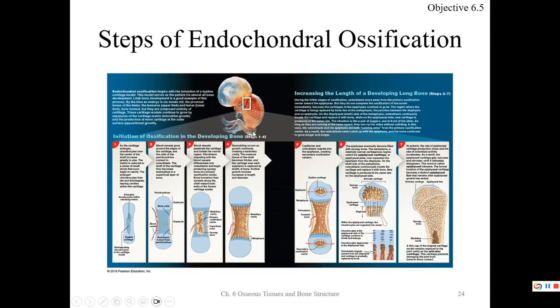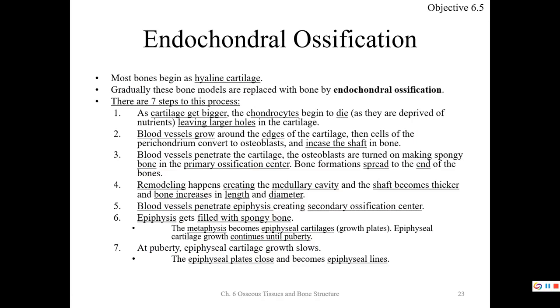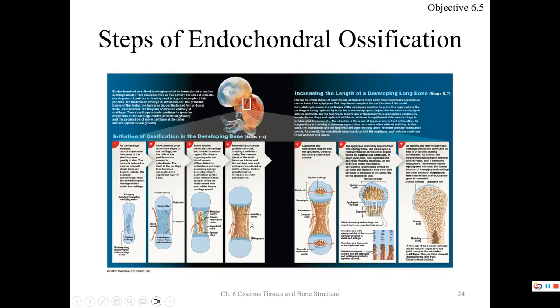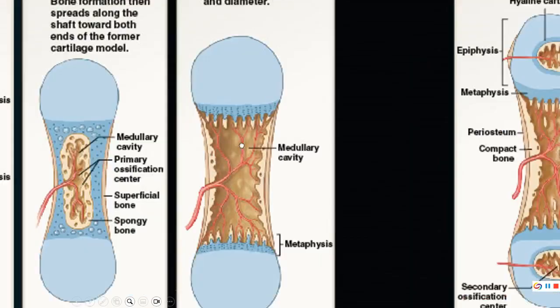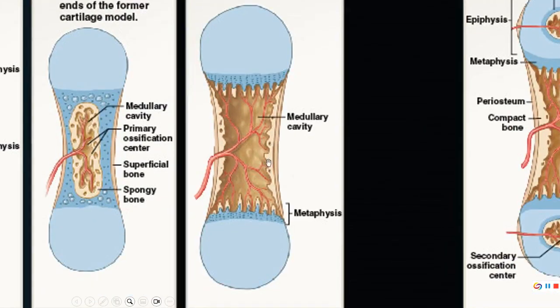That's going to start to make spongy bone of our medullary cavity. Remodeling happens, and it's going to create a medullary cavity that makes the shaft get thicker and the bone increase in length and diameter. That's what happens next. We can see our medullary cavity forms right here. The shaft gets thicker and stronger, and it moves towards the ends as blood vessels penetrate that bone.